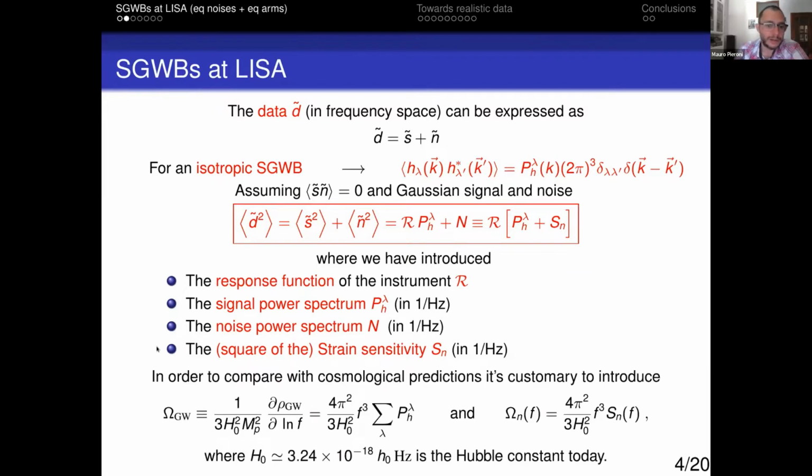One more remark: cosmologists normally like to work in omega units, meaning they normalize energies to the total energy density in the universe, so the critical energy density. That's how I'm defining this omega quantity. And the same thing you can do for the noise, so you can just define the sensitivity in the same units as the signal.